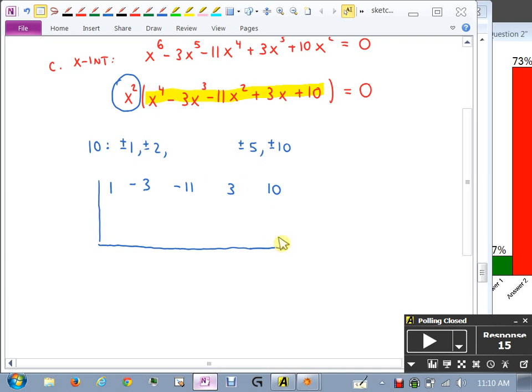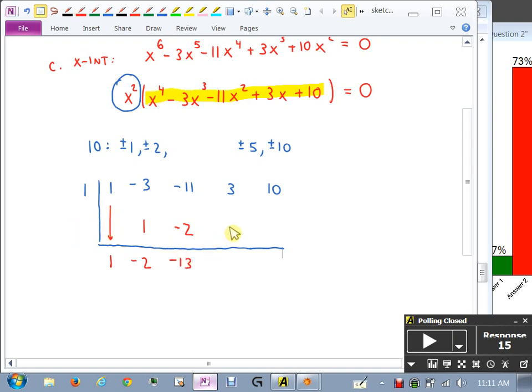And what should I start with on the outside? Either one, right? You pick either positive or -1. I'm going to start with +1. And then here I go. 1 drops down. 1 times 1 is 1. Add straight down here. -2. Multiply 1 times -2, put it here, you get -2. Add straight down, you get -13.